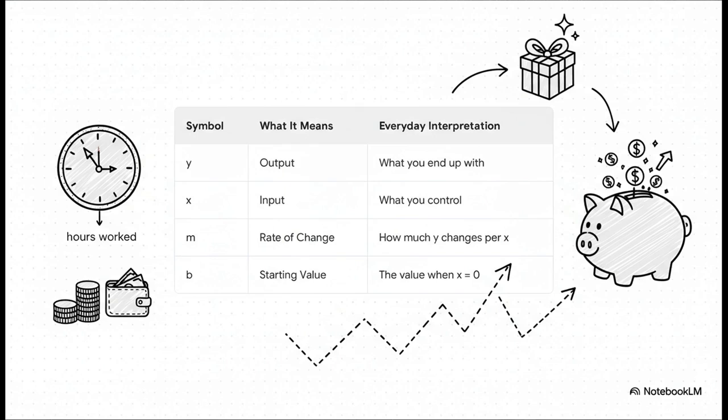This is where it all clicks together and starts to make sense in the real world. Think of x as your input, like the hours you work. m, our slope, is the rate of change. That's your hourly wage. b is your starting value. Maybe you got a small bonus for starting the job. And y, that's your output, what you end up with, your total paycheck. All of a sudden, this isn't just a random equation. It's the story of how you get paid.